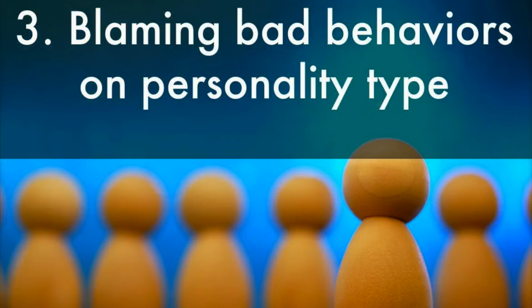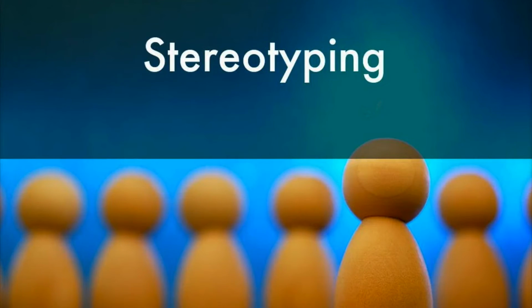Okay, a third and final myth: blaming bad behaviors on personality type. Let me give you some examples. For example, stereotyping. Someone might say, "She's a thinking type. She won't consider other people in her decision."